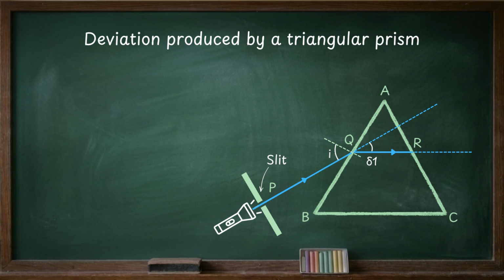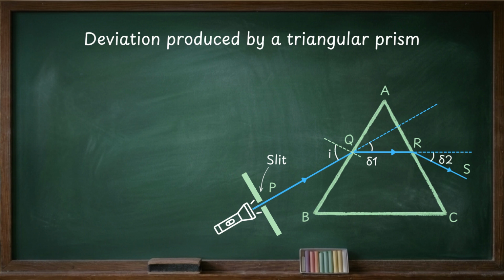Next, the ray hits the second surface, AC. As it exits back out into the air, it refracts again, bending even further towards the base as the emergent ray RS. This second bend gives us our second angle of deviation, delta 2.